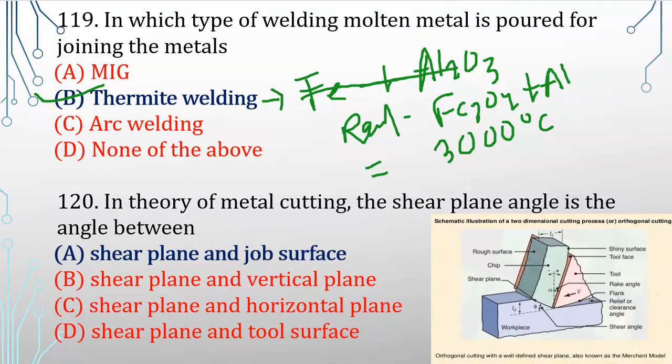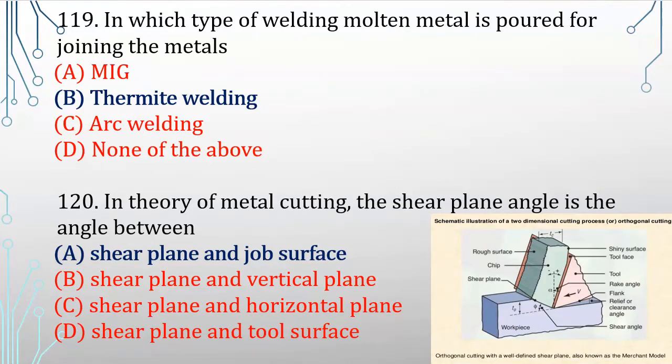Now next question, 120. In theory of metal cutting, the shear plane angle is the angle between. So shear plane angle is the angle between shear plane and the job surface. Here this is the shear angle and this is the angle between shear plane and job surface. Okay.